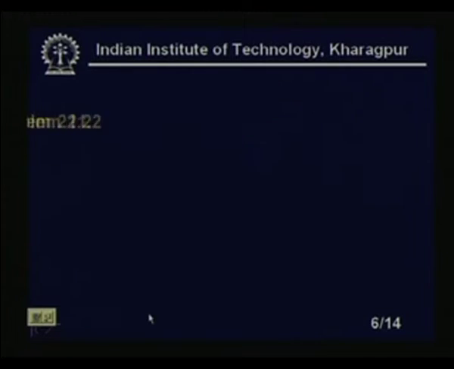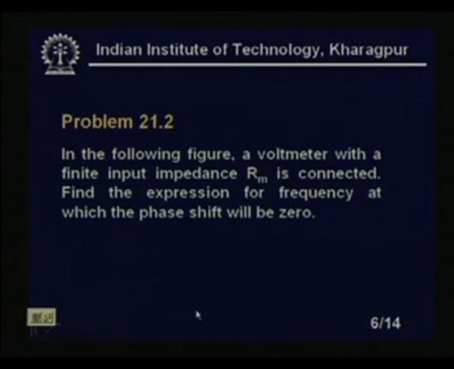So, now we will go to the problem 21.2, that is also an LVDT. So, let us look at that, right. Problem 21.2. In the following figure, a voltmeter with a finite input impedance Rm is connected. Find the expression for the frequency at which the phase shift will be 0. In many situations, this is very good to know. The manufacturer of LVDT will give you the frequency where the phase shift will be 0, right.